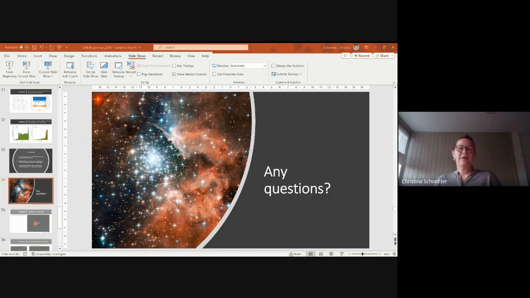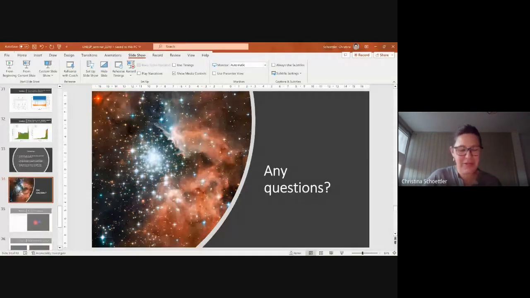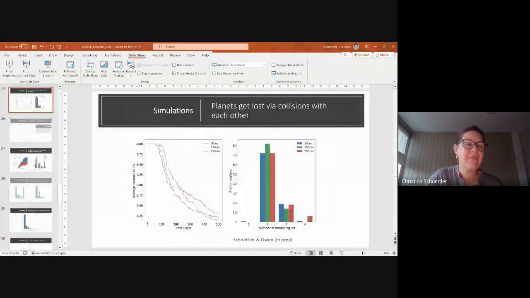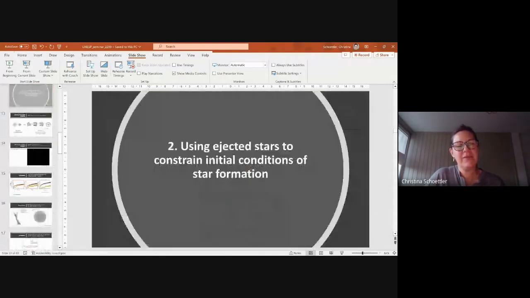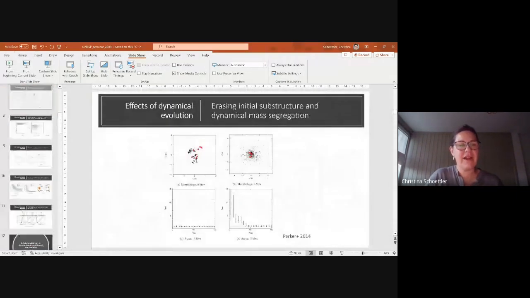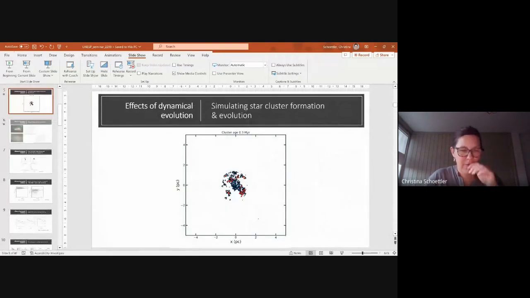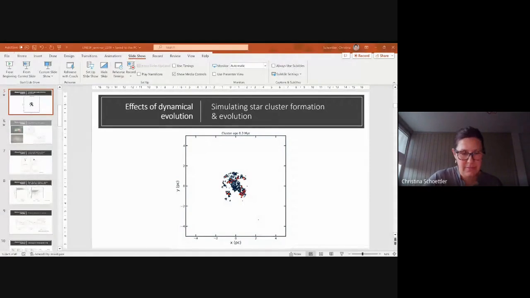Well, I'm just going to quickly go back. So these simulations are set up using something called a box fractal, the fractal method, which has been developed by one of my second supervisors.